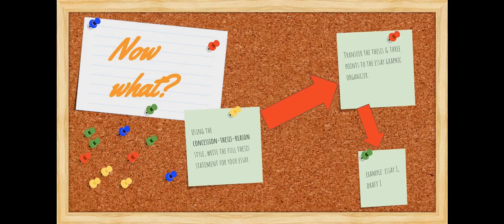If you'd like to see what this looks like in action, you can refer to the example that is available to you. The example is titled Essay 1, Draft 1. You will see the graphic organizer that the writer used in order to write that first essay. You will note, however, that in this particular one, the 3 points are not listed in the thesis statement box on the planner, but instead they are included in the first paragraph of the essay.